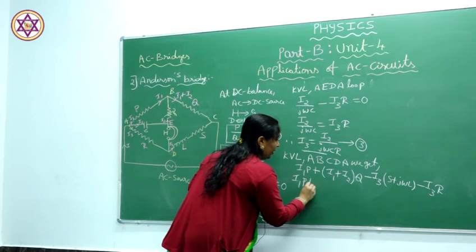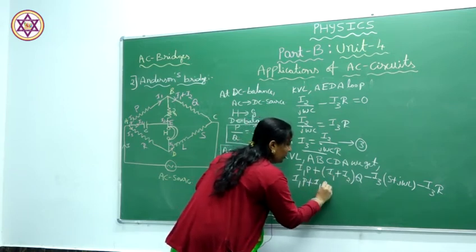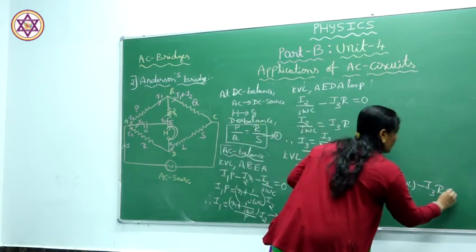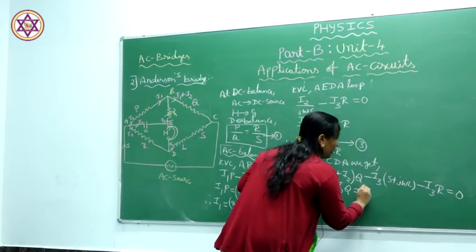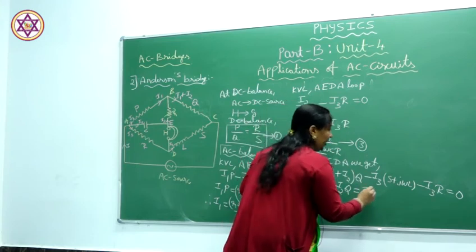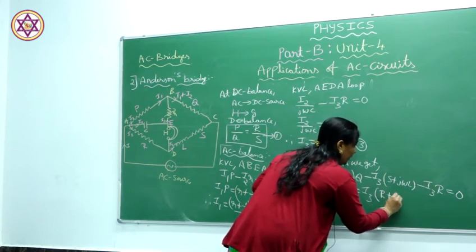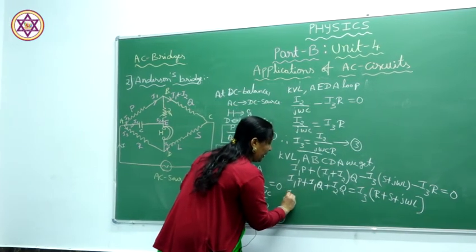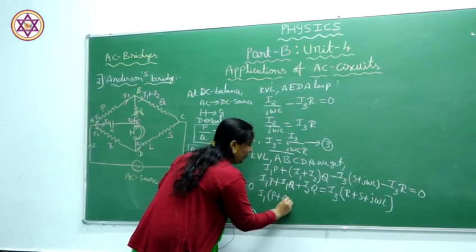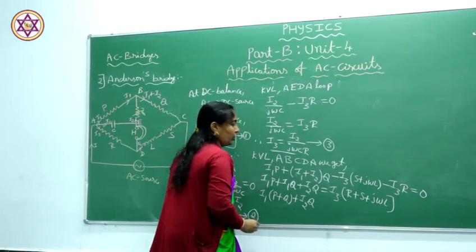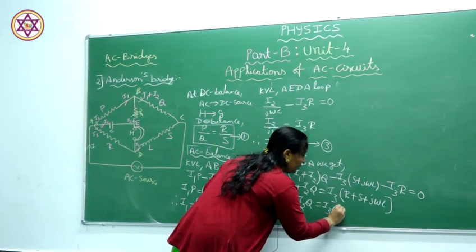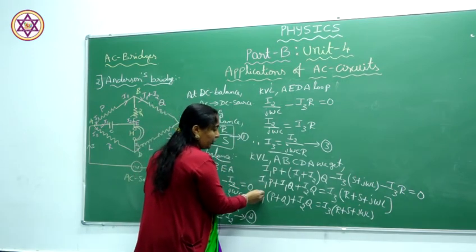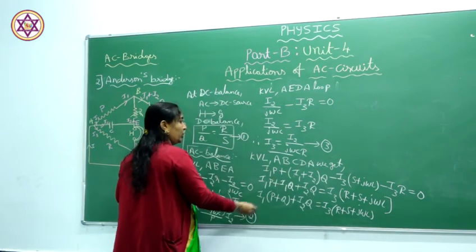Therefore, I1P plus I1Q, just multiply this term, plus I2Q, which is equal to, take this term to RHS, it becomes positive, I3 is the common factor, therefore take outside R plus S plus j omega L. So in this I1 is the common factor, take outside, I1 into P plus Q plus I2 into Q, which is equal to I3 into R plus S plus j omega L. So substitute the values for I1 and I3 using equation 2 and 3.